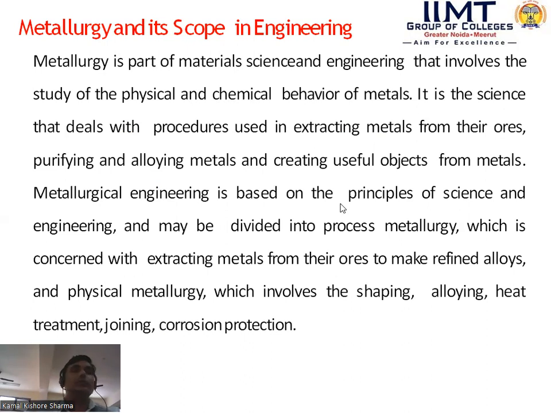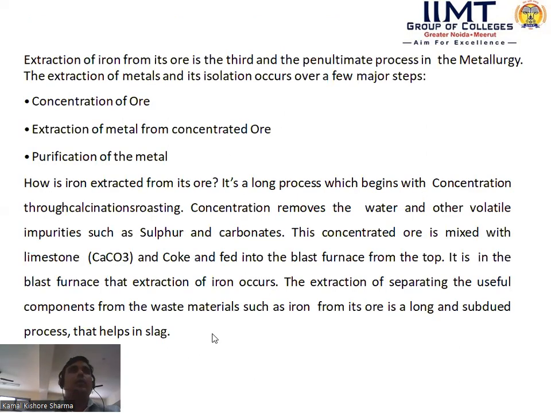Metallurgical engineering is based on the principles of science and engineering and may be divided into process metallurgy, which is concerned with extracting metal from their ores to make refined alloys, and physical metallurgy, which involves the shaping, alloying, heat treatment, joining processes, and corrosion protection. Extraction of metal from its ore is the third and ultimate process in metallurgy.